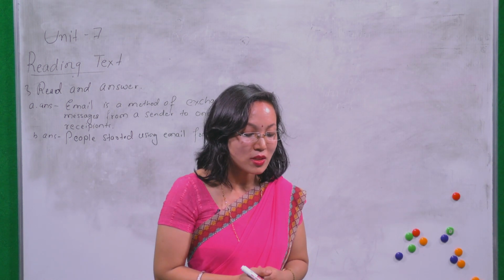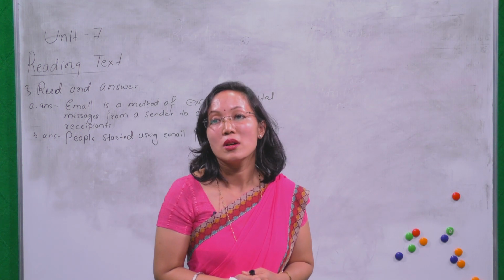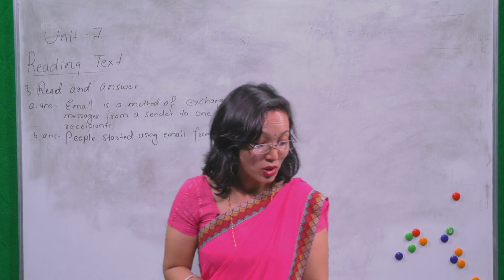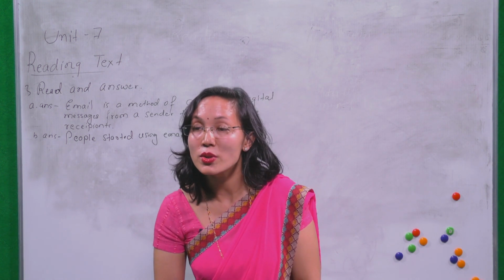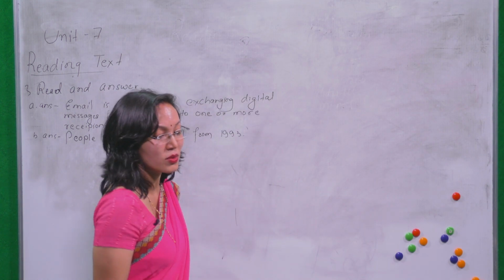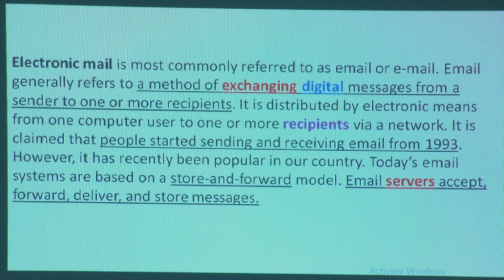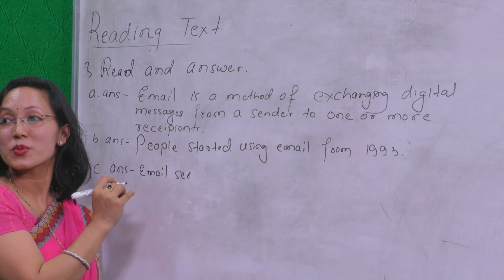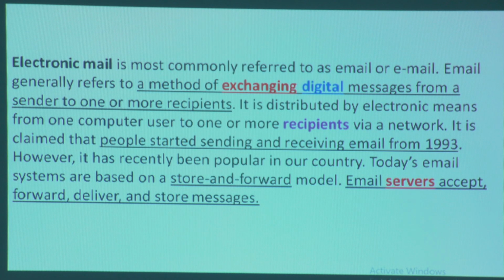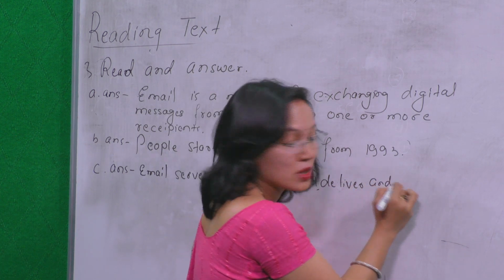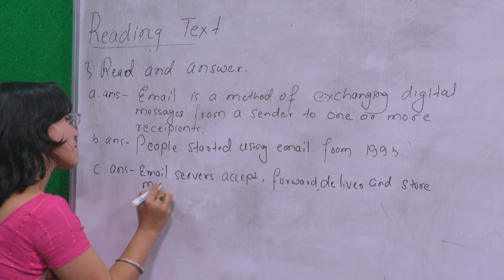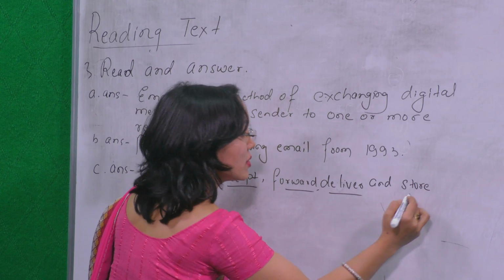Write down the role of emails. Means why do we use emails? What is the role of email in communication? So means what does email do? Number C. So through emails we send, or let's say email servers accept, forward, deliver and store messages. Okay. What does email do? Accept, forward, deliver, store messages.